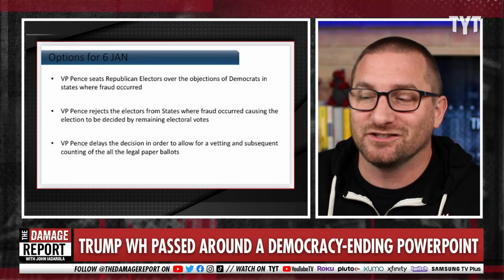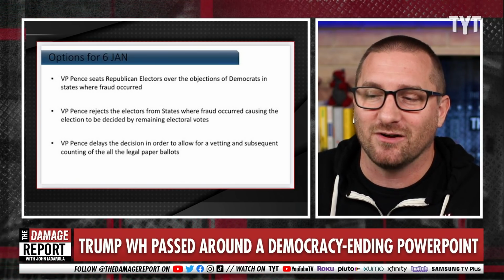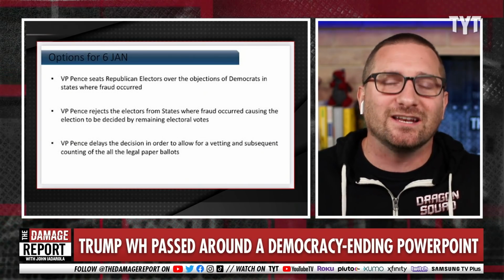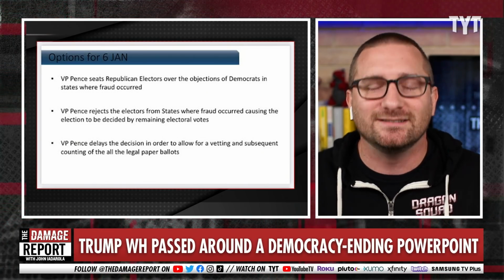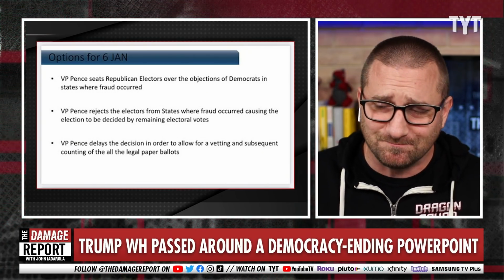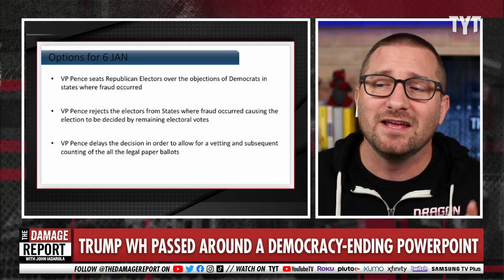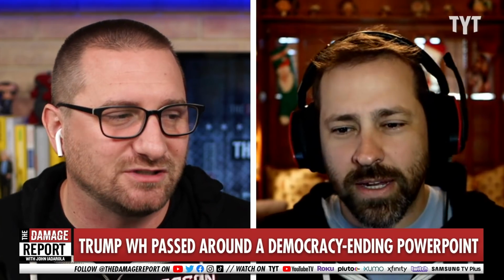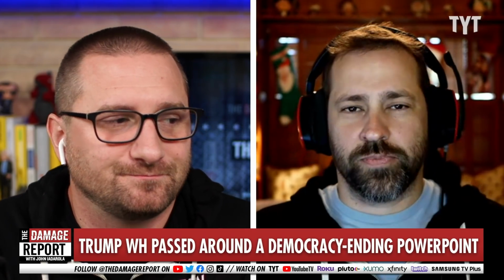Or delay the decision in order to allow for a vetting and subsequent counting of all the legal paper ballots. So they were going to begin to cancel out individual votes around the country until again, Trump had won. So out of the two slides we have, Brett, this is the less terrifying one, but what do you make of the options they laid out there so far?